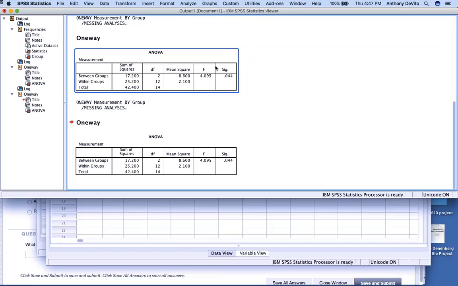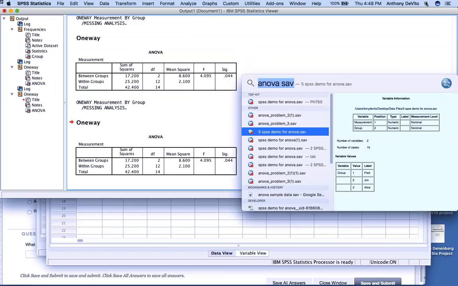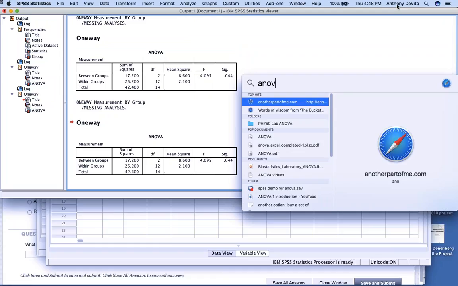So what do I do now that I know the F score, the analysis of variance statistic, is equal to 4.095? Now I go to my analysis of variance table and look up what the critical value has to be for F in order for us to reject the null hypothesis. It's 2 degrees of freedom by 12 degrees of freedom. So I'm going to go look up an ANOVA table.